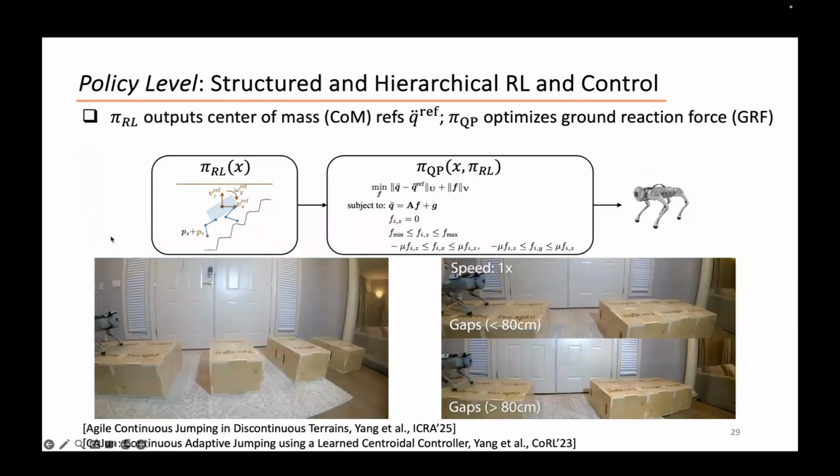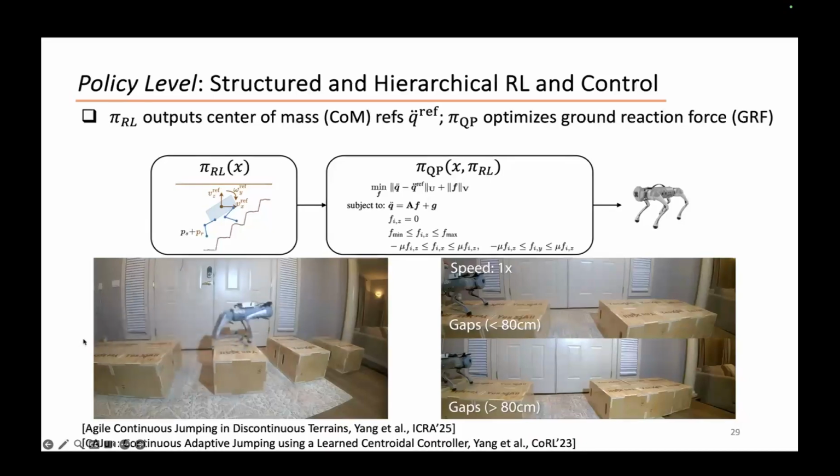In this example, the reinforcement learning policy only outputs centroidal level information, right? It only outputs the reference trajectory for the center of mass of the robot. And once we have this centroidal level reference, we have a low-level QP controller trying to optimize ground reaction force. And you can see we can achieve very agile parkouring. The robot can continuously jump over obstacles.